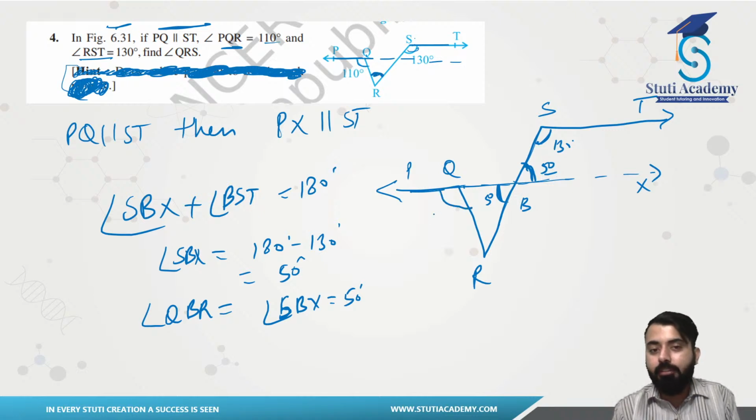And this is a straight line, this is 110. So if I take the linear pair, this will be what? This will be 70, right? 180 minus 110, and this is 70.